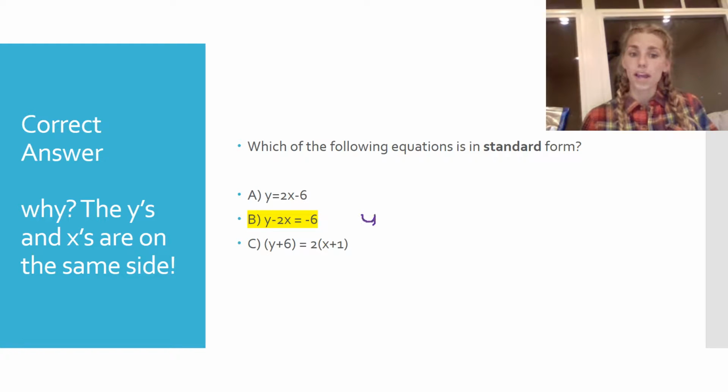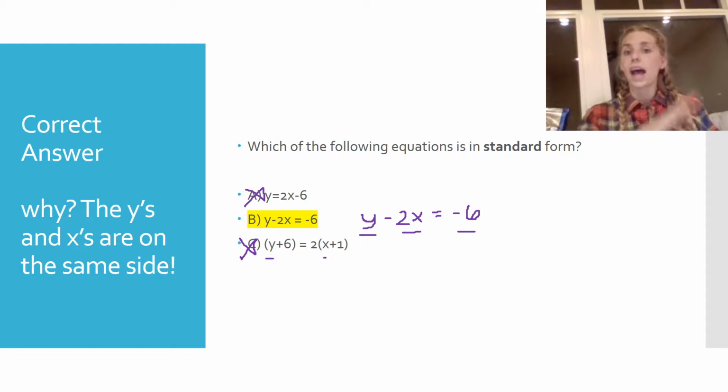See, we have y minus 2x equals -6. We have our y and our x values on the left-hand side of the equation right there, and everything else is on the right-hand side of the equation. A does not count because the x and the y are not together; they are not in the correct location. And C doesn't work because, once again, the y is on the left-hand side and the x is on the right-hand side, and that doesn't meet our standards for standard form. That's it. Standard form just needs to have the x's and the y's on the same side, and everything else on the other side.